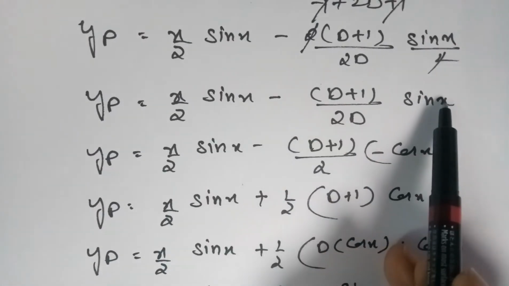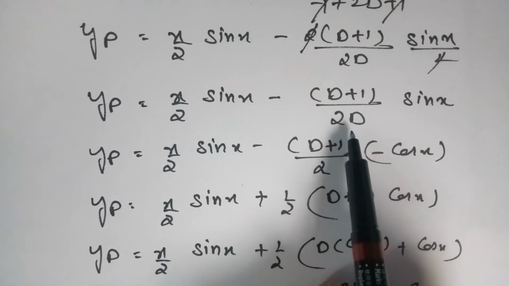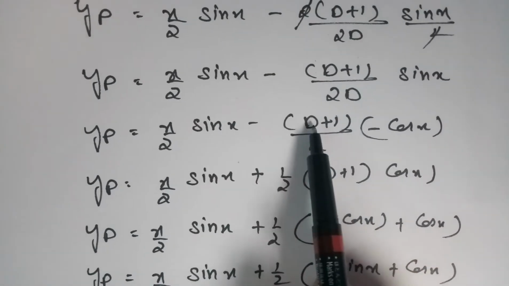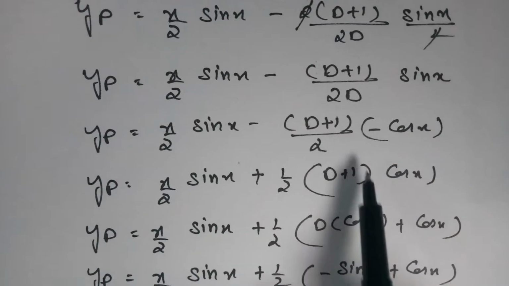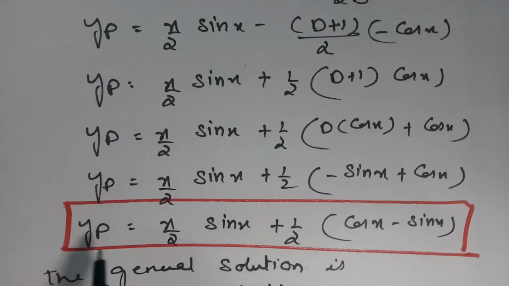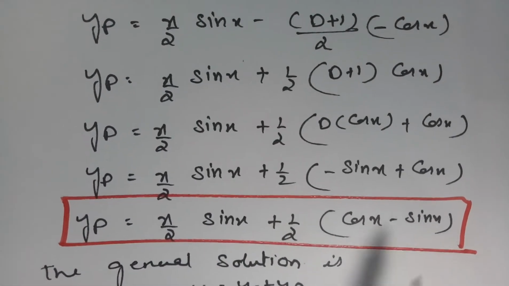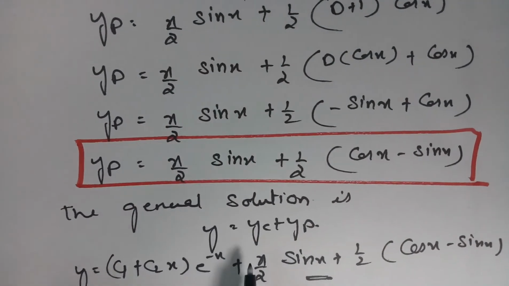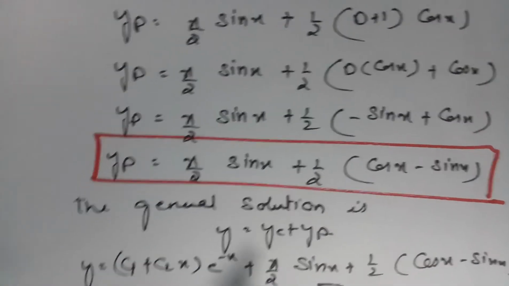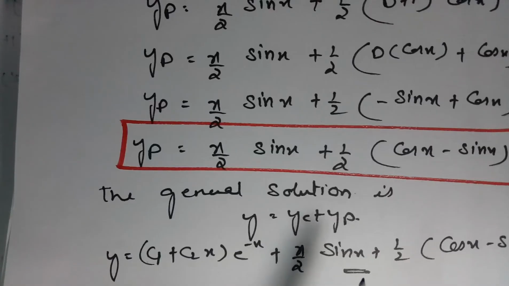So d means derivative. Before that, I have to do the integration. So 1 by d is nothing but minus cos x. So d is the derivative of this, and 1 into cos x. So the derivative of cos x is nothing but minus sin x, and I got the particular integral. After getting the particular integral, I have to add up the complementary factor and the particular integral. So this is how we got it.